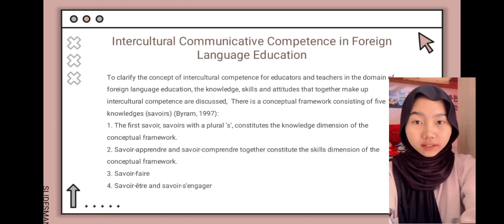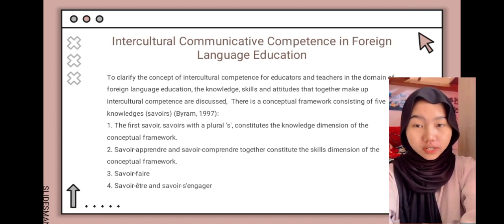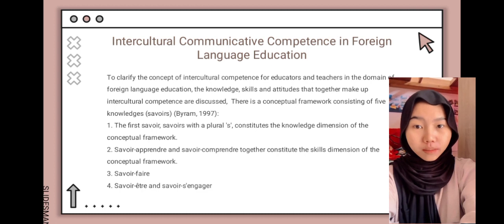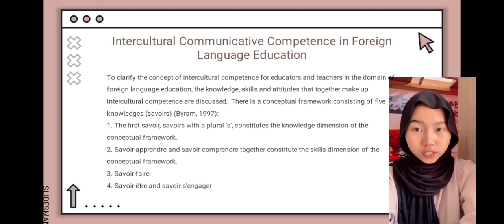So, to clarify the concepts of intercultural competence for educators and teachers in the domain of foreign language education, the knowledge, skills, and attitudes that together make up intercultural competence are discussed. There is a conceptual framework consisting of the five savoirs. The first one is savoir.